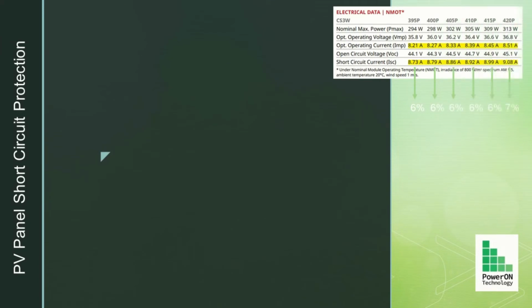Let's explore an example, using the PV panel example specifications we have used so far. Let's look at the current versus time for a typical fuse that is recommended as a fuse suitable for PV panel short circuit protection. This is what a typical fuse curve looks like.